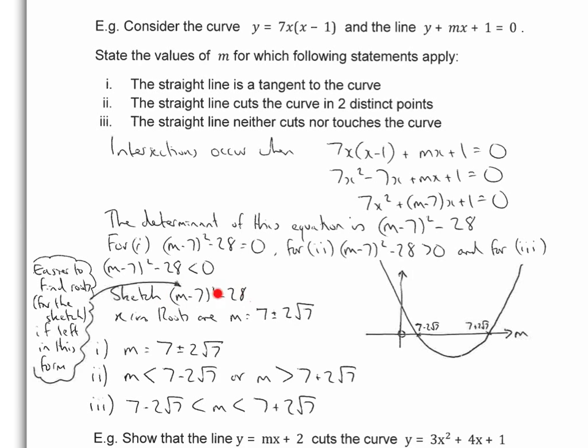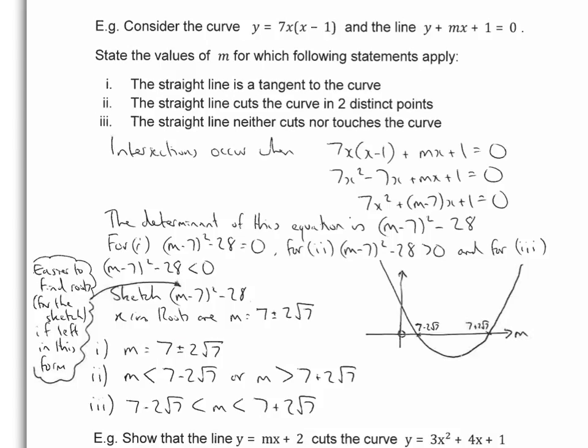So finding the roots by whatever method, you get the roots are 7 plus 2 root 7 and 7 minus 2 root 7. And so I've drawn a sketch of this determinant, a piece of maths which is so important to us. So for part 1, I said that this piece of maths had to be equal to 0. It had to be on the x-axis. So that would happen just for the two roots, at 7 plus 2 root 7 and 7 minus 2 root 7.